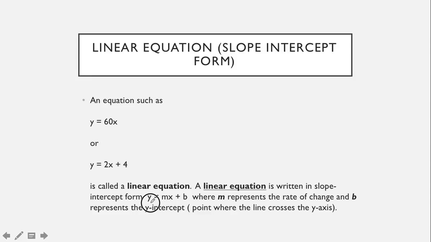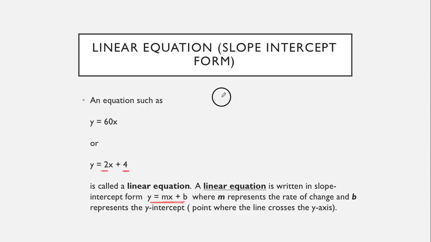They're written in slope-intercept form, y equals mx plus b, where the m represents the rate of change, right? So if we're talking about our m in this equation, it's our coefficient 2, and b represents the y-intercept. This is the point on our graph where our line crosses the y-axis. So in the equation y equals 2x plus 4, the 2, the coefficient, represents our m, our rate of change, and the 4 represents our y-intercept, the point where the line crosses the y-axis.